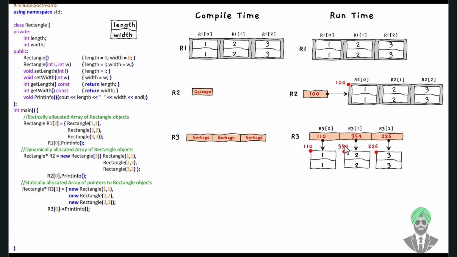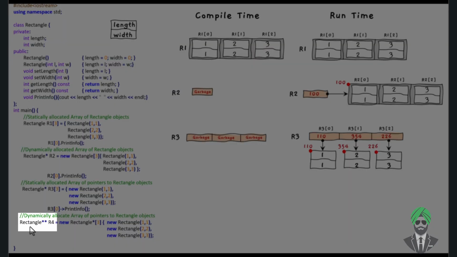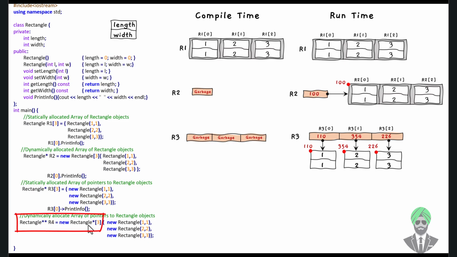So in the last case, we're going to declare an array dynamically, which is an array of pointers to rectangle. If you look at the syntax, the first part is rectangle star star. So there are two asterisks. The first one of them represents that this is going to be an array of pointers to rectangles, and the second asterisk represents that R4 is declared dynamically. So that's why we are using the new keyword here.